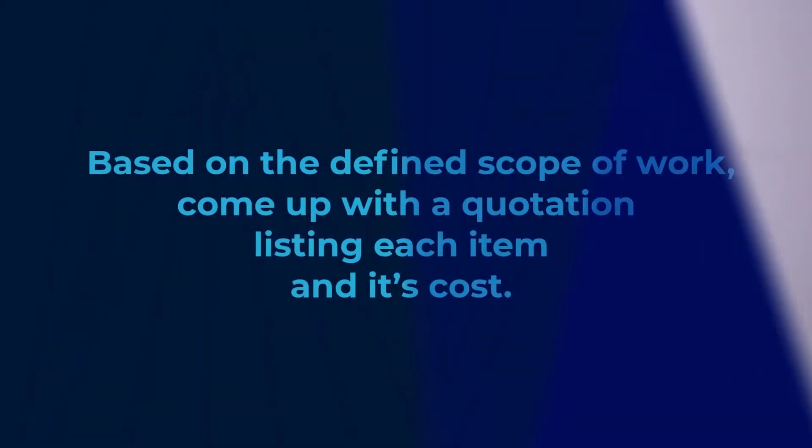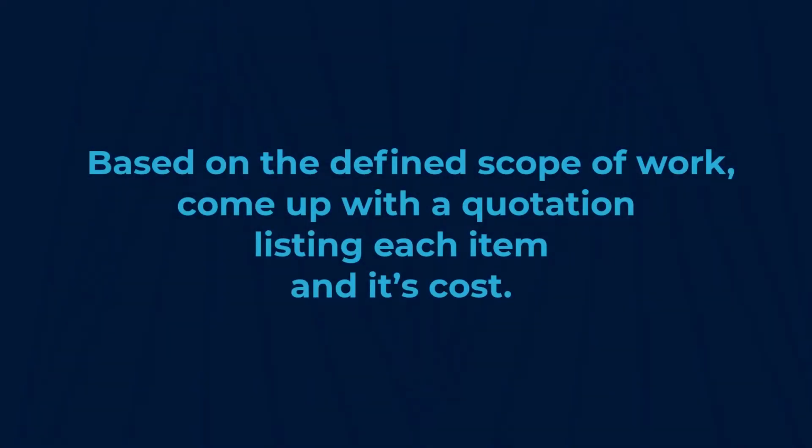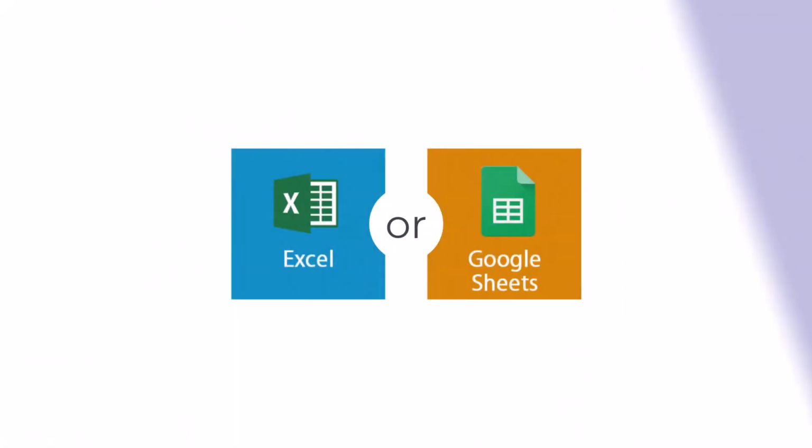Once you've agreed with the client on the scope of work and both of you are happy, move on to the cost of the project. How much will the project cost? Based on the defined scope of work, come up with a quotation listing each item and its costs. Most of the clients are okay if you do this directly in the email body. Professionally, I recommend doing the quotation on Microsoft Excel or Google Sheets and sharing it via a link or attaching it to the email as a PDF. This way, collaboration will be easy and the client can print the document and put it on their file for records.